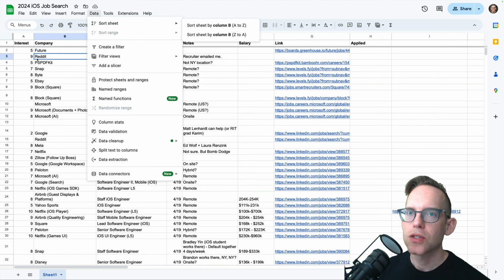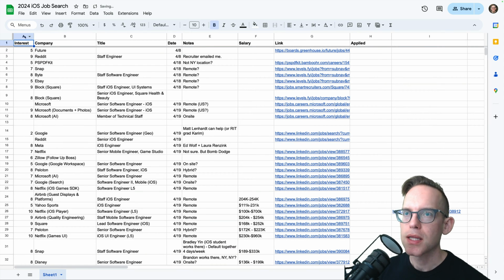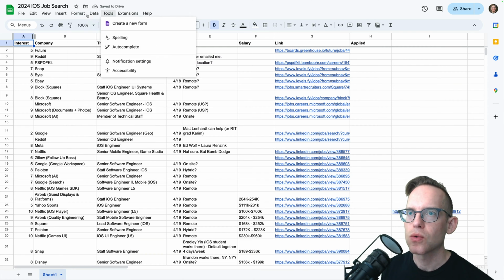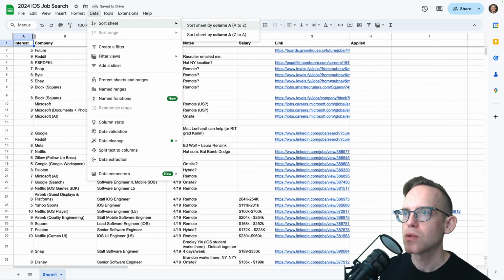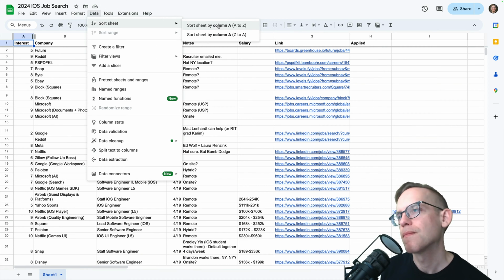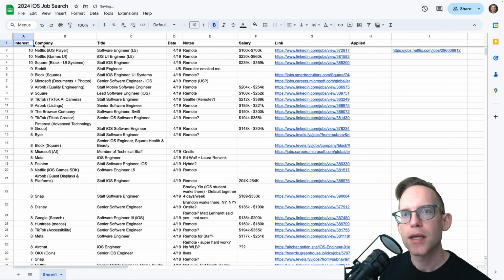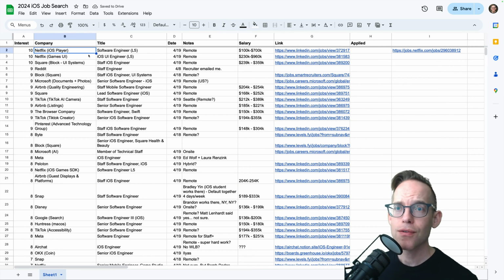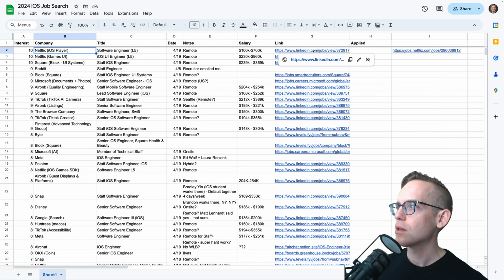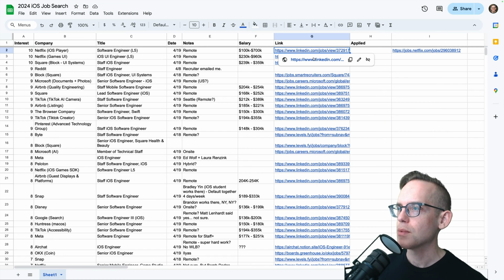So here we're just going to sort the sheet by my interest column. Select the interest column, go to Data, Sort sheet, and we're going to sort, I think, Z to A. Z to A will give us the 10 being the topmost. So I identified these. I don't know if they're still open. This one looks interesting. I've looked at it a couple times.